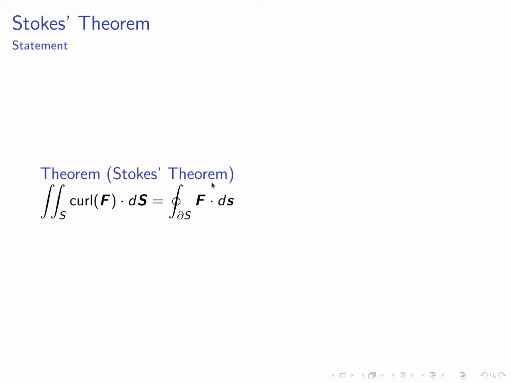So rigorously, the statement of Stokes' theorem says that the surface integral of the curl of a vector field is the same thing as the circulation of that vector field on the boundary of the surface. Or the double integral over the surface of the curl of a vector field dotted with d bold vector s is the same thing as the line integral of that vector field over the boundary of the surface.